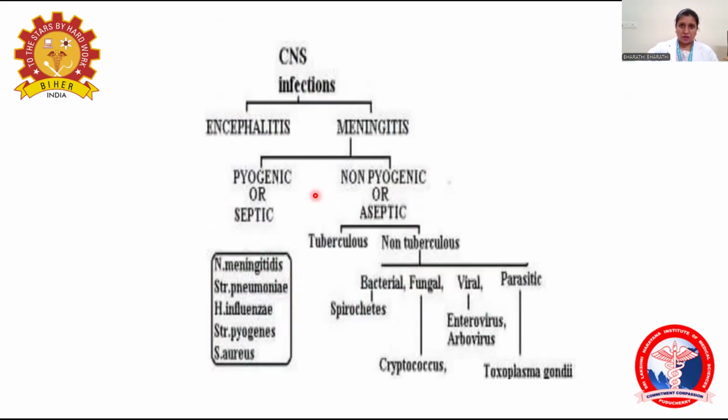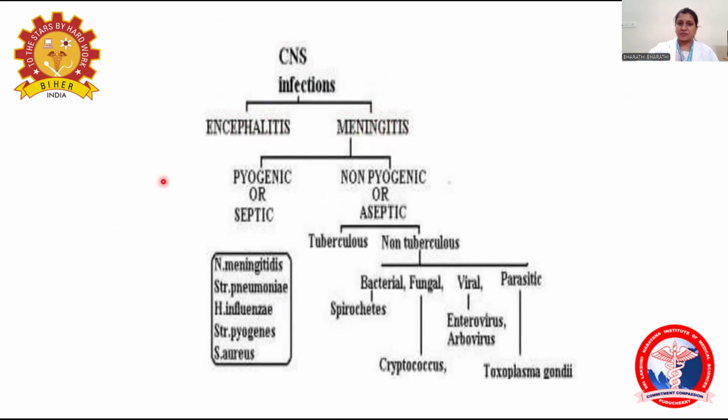So till now I have told about the normal CSF composition, where it is formed, and in which layer it is present. Now we are talking about meningitis. This is a simple classification of meningitis. What do you mean by meningitis? Meningitis is the inflammation of the meninges, that is itis of meninges, meningitis. Similarly, if the CNS is having infection, it is divided into two categories, encephalitis and meningitis. Encephalitis is for brain infection and meningitis is for meninges.